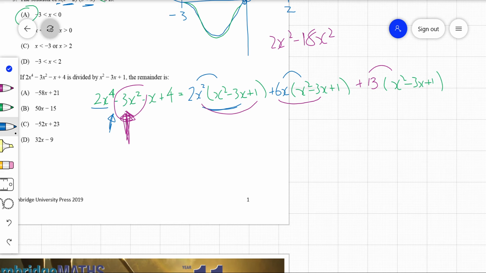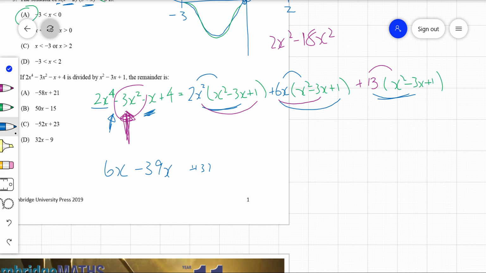Looking at my x term: in this one I've got a 6x, and in this one I've got a negative 39x. What do I want? I want just a negative x, so I'm going to have to add 32 x's, yeah.